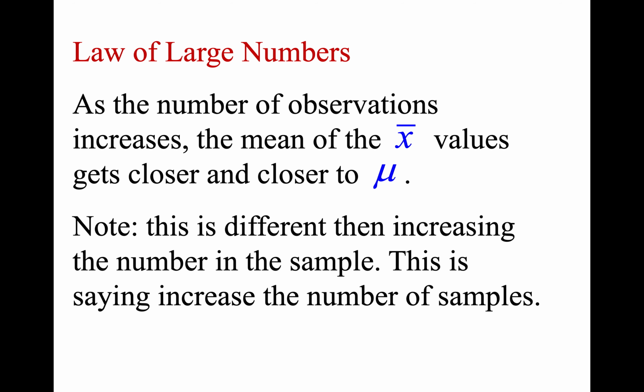The law of large numbers says that as the number of observations increases, the mean of the x bar values gets closer and closer to mu. So as you increase the number of x bar values you have, which is not the same as increasing your sample size, the mean of those x bar values will get closer to the true mean. This is saying increase the number of samples, then you get closer and closer to the true mean.